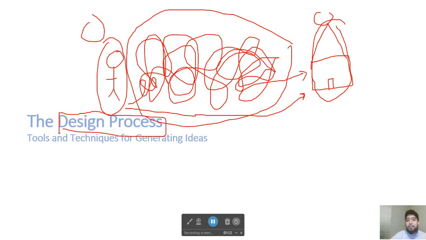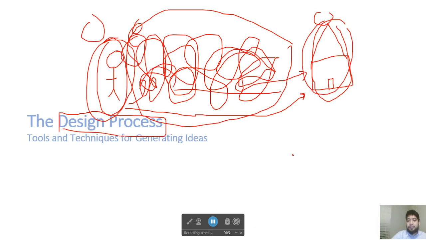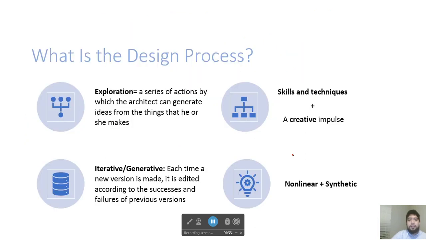So that's why I wanted to talk to you about some tools and techniques for generating ideas. When you're barely beginning, and they tell you, I want you to design this house for me, what are some tools that can help you in this process to be able to come up with the design? So let's look into that. So first of all, what is the design process? The four things I want to talk to you about.